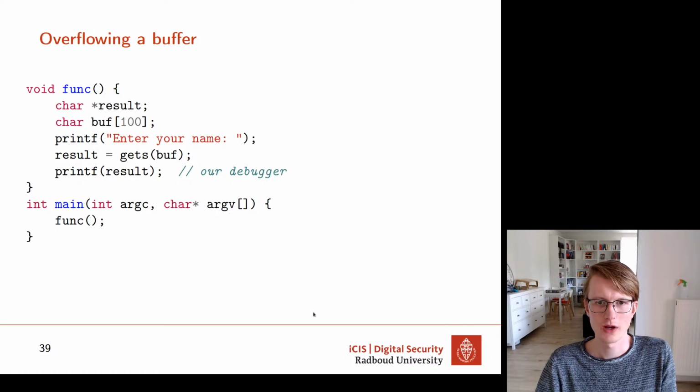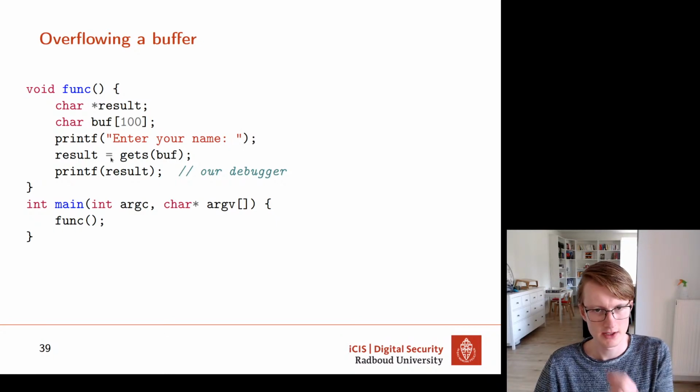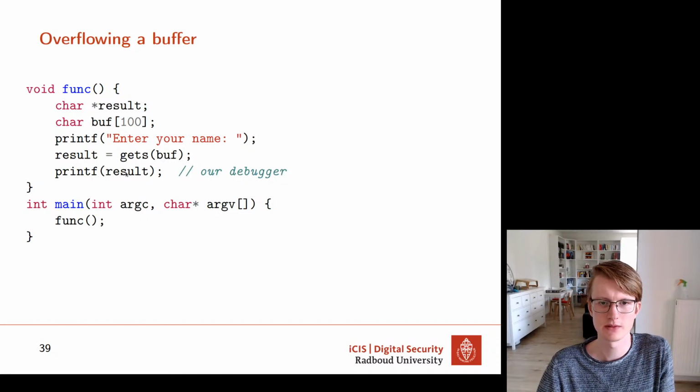So how does this work? Let's look at this function. We have a nice buffer here. We have here printf, which asks us to enter our name, and then we call gets to read the string. Then we will print that string back at the user. Our main function in this example doesn't do anything except calling func. We don't get arguments. We are reading the input here from the user.